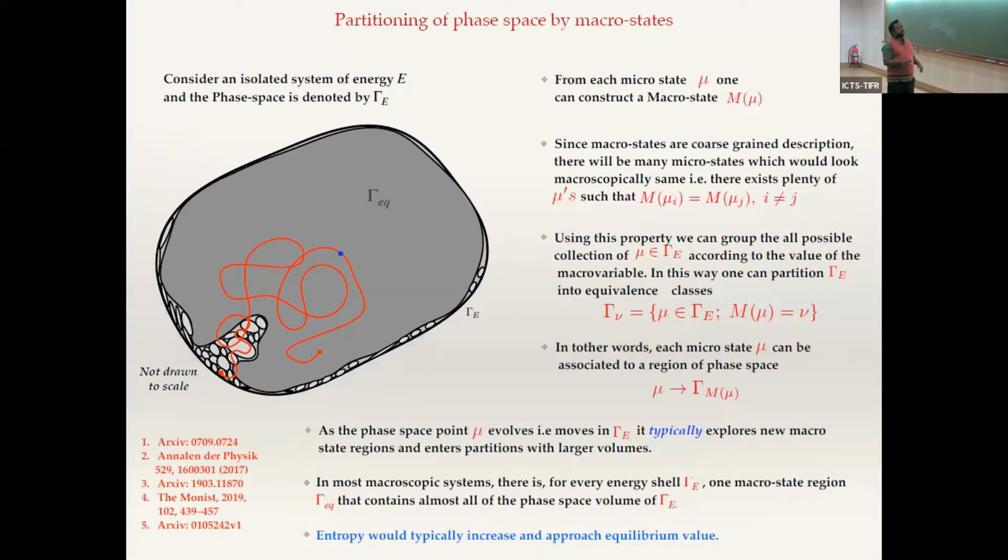It typically explores new macro regions. And of course, for a typical evolution, it is easy to imagine that it will enter region partitions with larger and larger volumes. And there is another interesting fact: for almost most macroscopic systems, there exists one macroscopic state which actually contains almost all the volume of the full phase space. And that macrostate is called the equilibrium state.